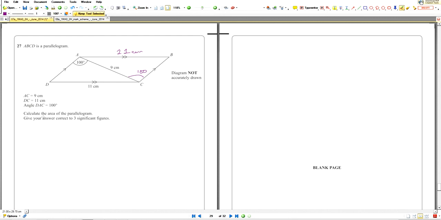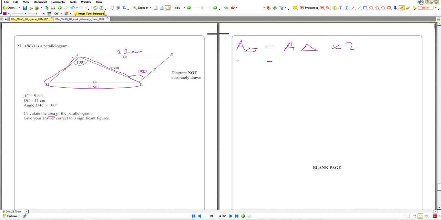Now, in order for us to work out the area, the parallelogram is made of two triangles. To work out the area of one of these triangles, for example, if I consider this triangle here, the area of the parallelogram is equal to the area of one of the triangles times by 2, because there's two of them. These are identical.